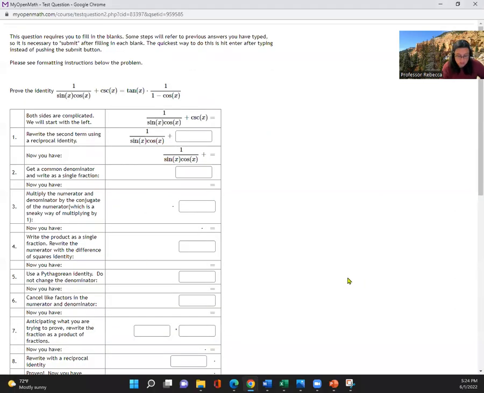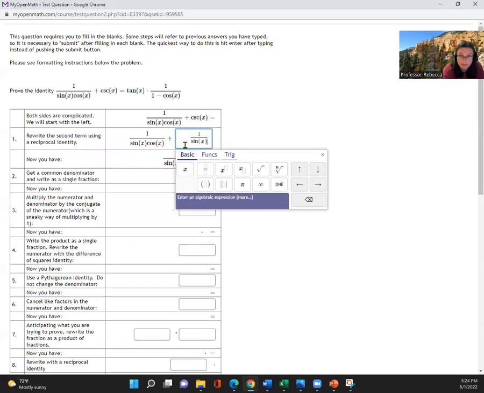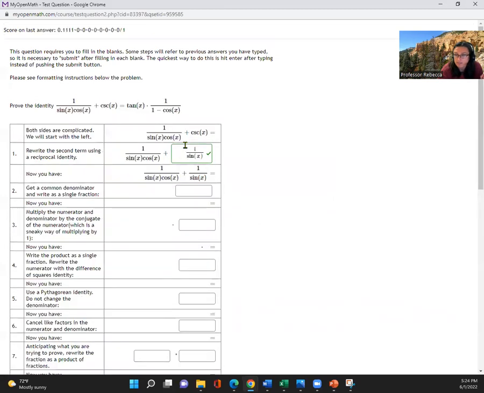Okay, back again to our proof. So we are going to rewrite cosecant x with the reciprocal identity. So it is 1 over sine of x. And I'll hit enter. And it tells me right away that I've gotten it correct.